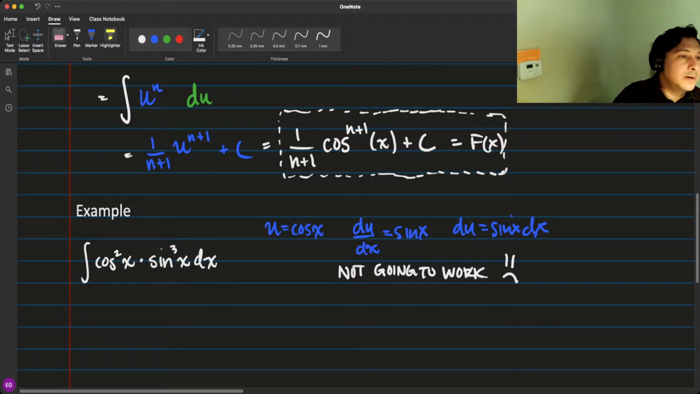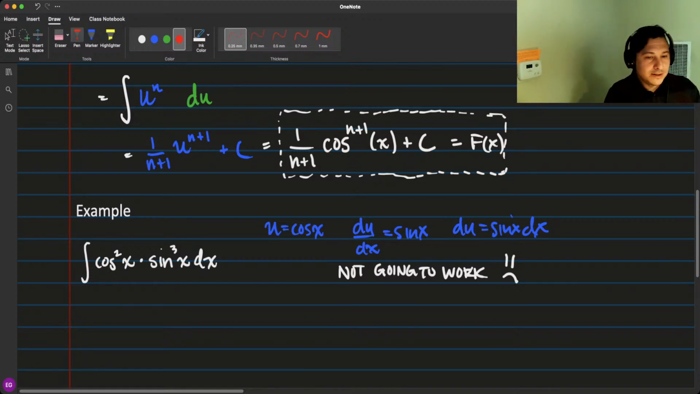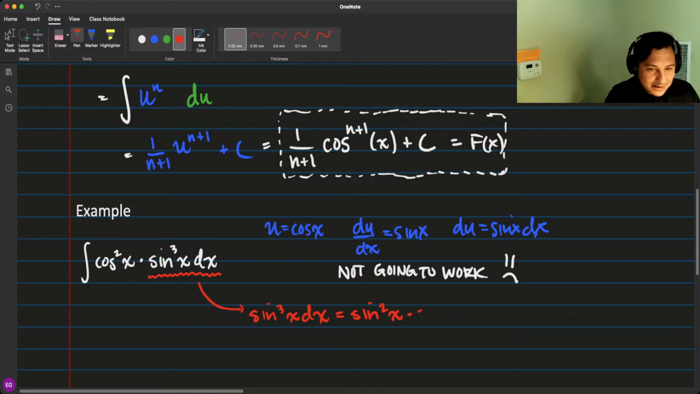So what can we do? Actually, you can be sort of tricky about it. It's sort of cool. If you look at this term right here, we're looking at sine cubed x dx. Well, you could rewrite this as sine squared x times sine x dx.